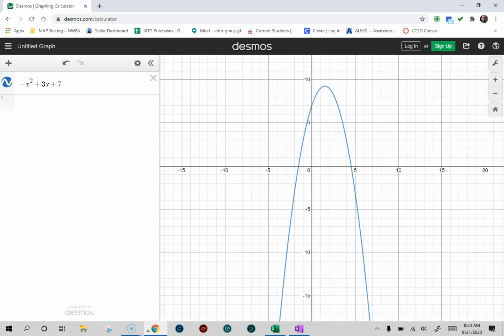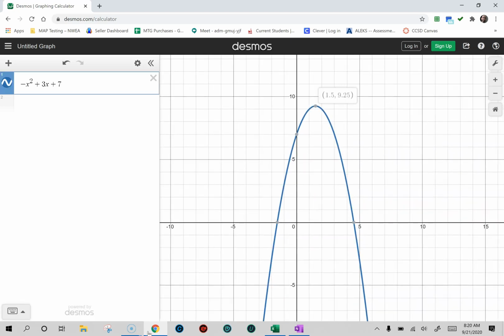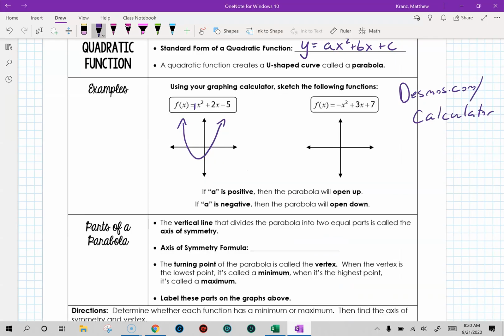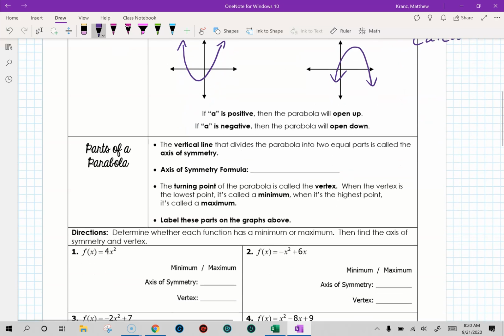Now we notice here that our vertex is at 1.5, 9.25. And we notice that our parabola is upside down. So when that first term is negative, our parabola will be upside down. If this is negative, it's upside down. If it's positive, it's right side up, like a smiley face. So positive is smiley, negative is frowning, just like real life.